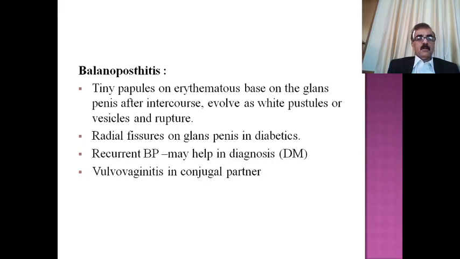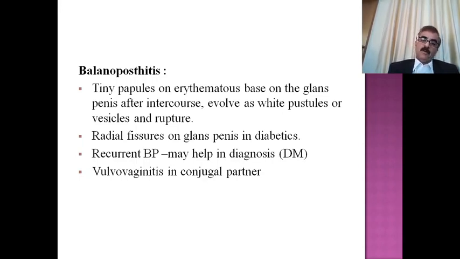Then in males, there can be candidal presentation in the form of balanoposthitis. Tiny erythematous papules on an erythematous base of the glans penis can be commonly seen after intercourse in those individuals whose partners are suffering from vulvovaginitis because of candida. There can be white pustules which can rupture, and there can be vesicular lesions also, and sometimes atypical radial fissuring can be there in the glans penis, commonly seen in diabetics.